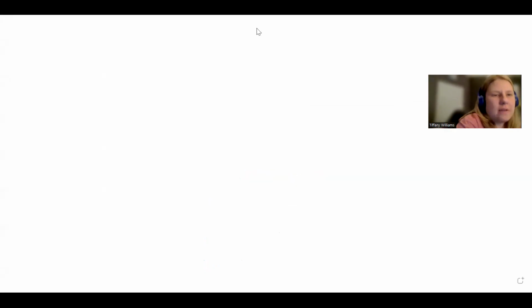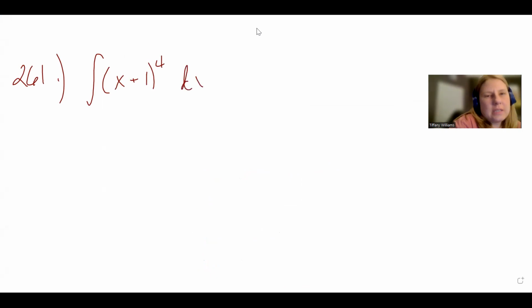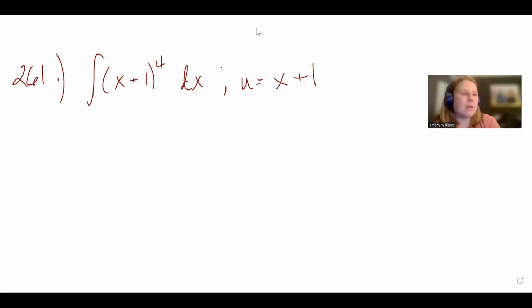And I'm going to have the integral, dx, and we also know that u equals x plus 1. So here's what I'm going to do. You're going to see me do the same exact thing when we have to pick our u. After I pick my u, I'm going to solve for du, or excuse me, dx. But I have to find du dx, so I'm going to take the derivative of this.